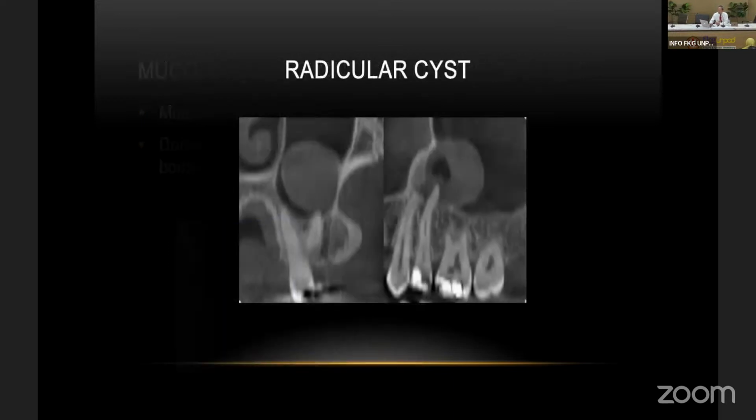The difference between a retention cyst and a radicular cyst or odontogenic cyst is that with a radicular cyst, you should be able to see a corticated border, like this one. With a retention cyst, you don't see a corticated border.